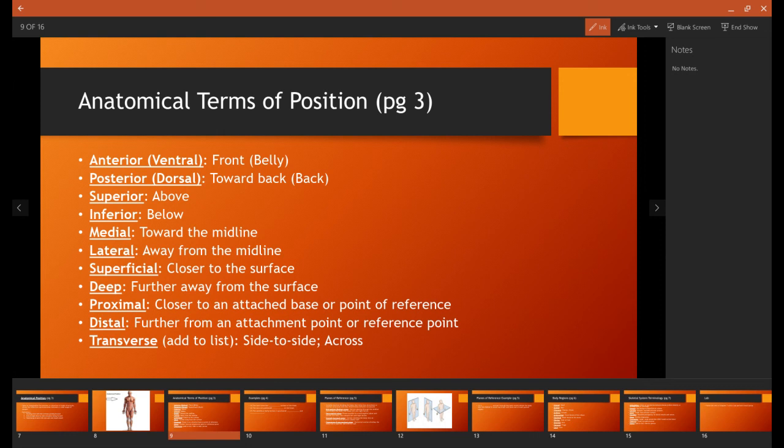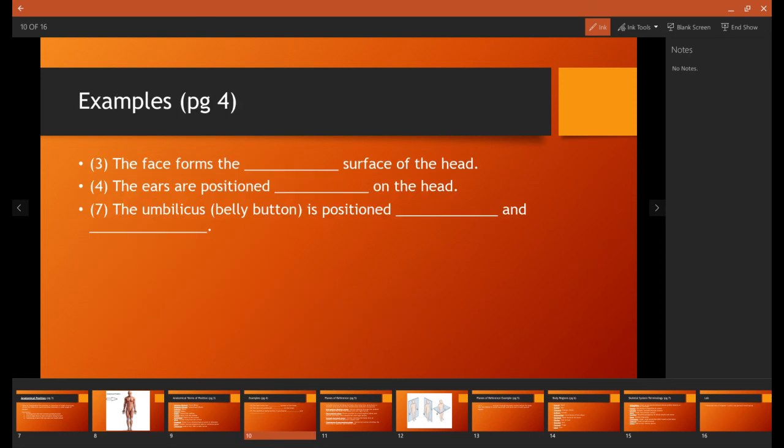Another word you should add to your list to help you out with some structures that actually have this word in their name is transverse. And this just means side to side or across. So here are some examples that we'll work through together again. See if you can pause the video and figure out these before we go through them.